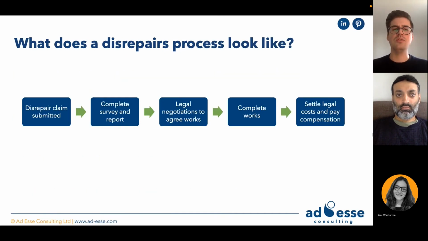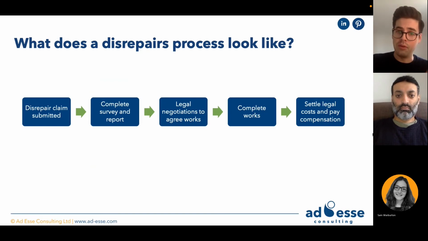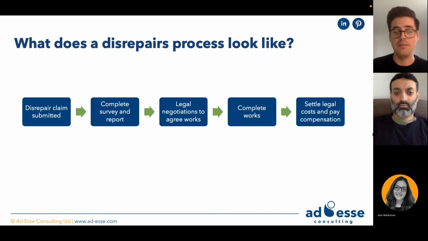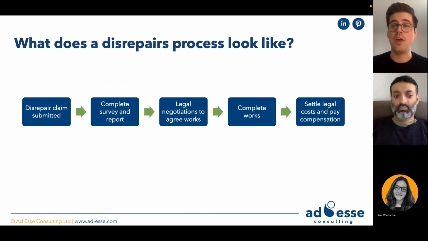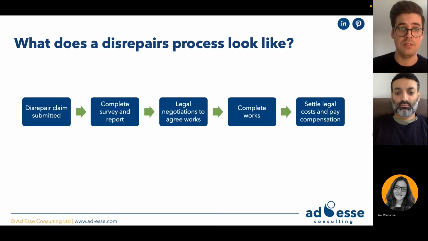So just to talk you through what the high level stages of a disrepairs process looks like, which should be pretty much the same for most social landlords. It all starts off with a disrepair claim being submitted, usually through the tenant solicitor, who they've spoken to, to find out how to submit that claim. The first thing that the social landlord needs to complete is to do a thorough survey of the property, to investigate the disrepair claim itself, but also to look at the entire property to find out what are all the repairs issues that could be there that may not have even been reported in the claim itself.